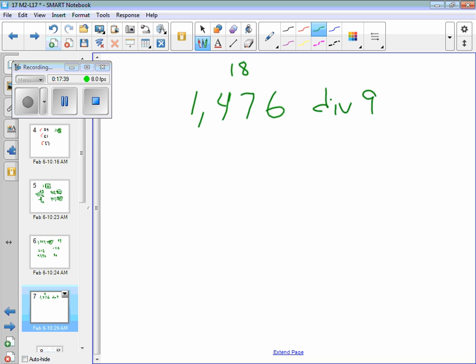Okay? Now, what's also kind of cool about 9 is some kids like to do 9 first. Do you want to know why? Because if it's divisible by 9, it's automatically divisible by 3 also. But not the other way around. If it's divisible by 3, it's not automatic for 9. Here's an example where 3 works, but 9 won't. Ready?